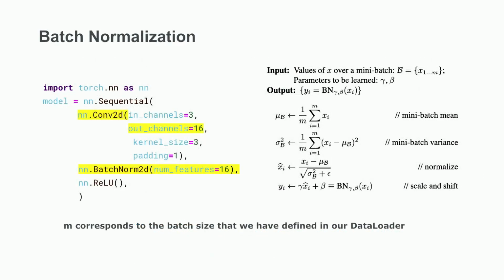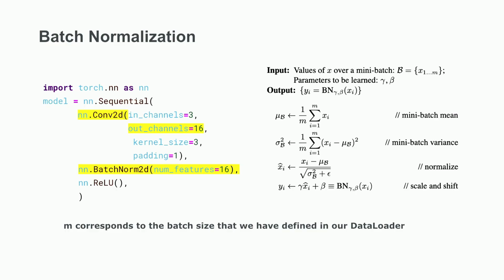This slide explains batch normalization. In the code, the convolutional layer extracts features from the input, followed by the batch normalization with 16 feature maps. This is what is highlighted here. You see that the number of out channels, 16, matches the number of num features, which is also 16.